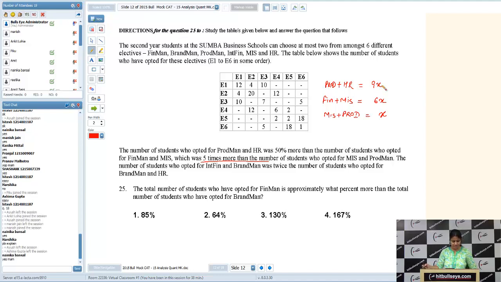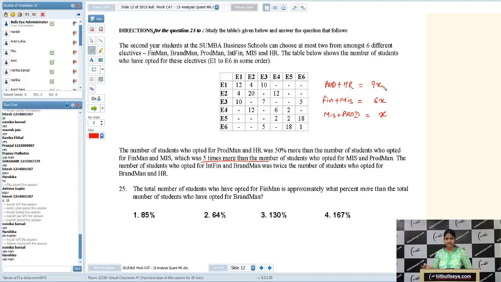Now, in the given table, we want to find these numbers. So, we need a multiple of 9. As you can see here, we have a multiple of 9, 18. So, it can be 18. So, x will come out to be 2. So, it will be 12 and it will be 2. Now, 2 you can see here.